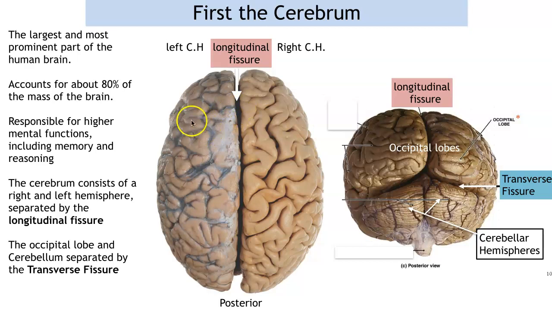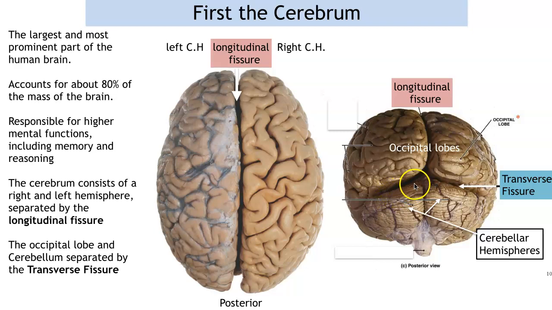Now, we have the left and right cerebral hemispheres that are separated by this deep, deep fissure called the longitudinal fissure. So make sure you know this fissure that's on your master list, and the transverse fissure, which is separating the back of the brain, the occipital lobes, from the cerebellum. That's going to be the transverse fissure.